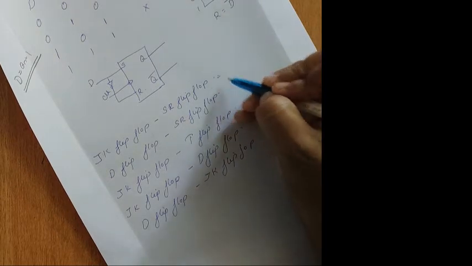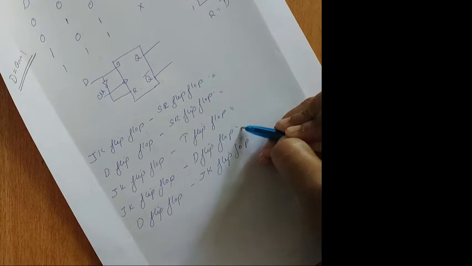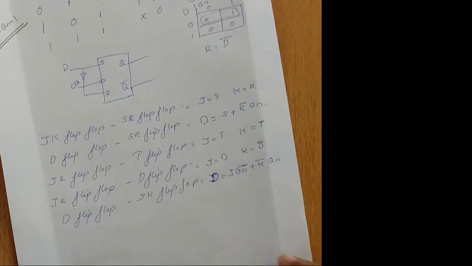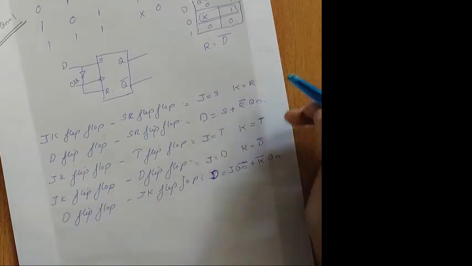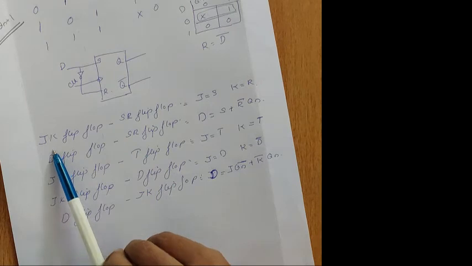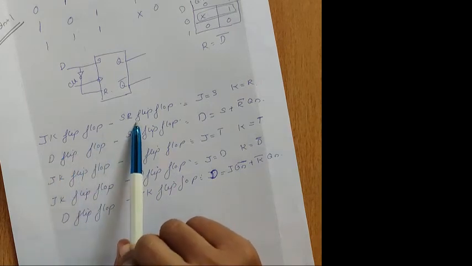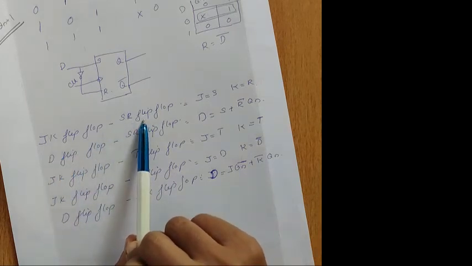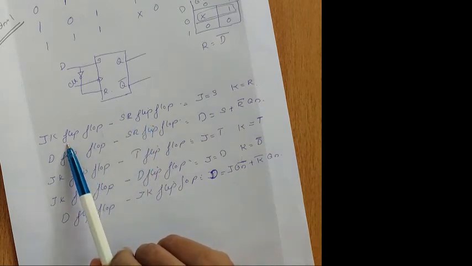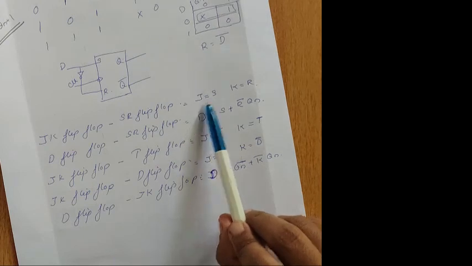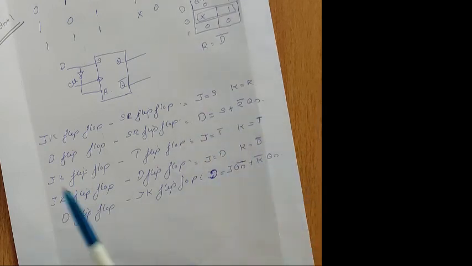I will give the outputs over here so that you can do it by yourself and check whether you're getting the correct answer. These are the outputs that you have to get. In JK flip-flop to SR flip-flop, SR will be the destination. That means your external input is SR and the excitation table of JK you have to find. You will get J is equal to S and K is equal to R.